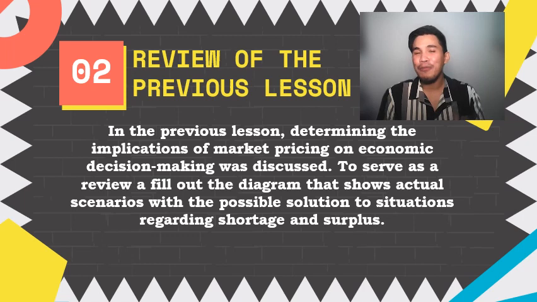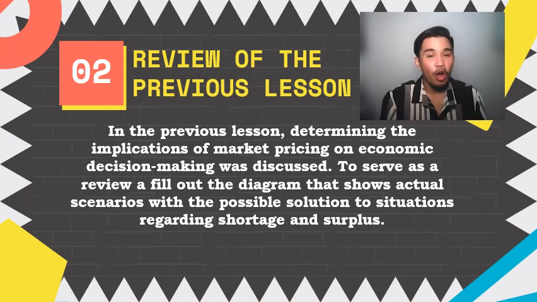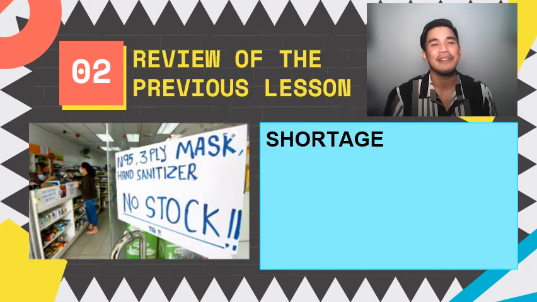Ayan. And before we proceed with our discussion for our lesson for today, let us have first a review of the previous lesson. So in the previous lesson, determining the implication of market pricing on economic decision making was discussed. To serve as a review, I filled out the diagram that shows actual scenarios with the possible solutions to situations regarding shortage and surplus. Last week, we were able to discuss shortage and surplus. So I believe that you are already knowledgeable enough about the concepts of shortage and surplus. So let's have this activity.